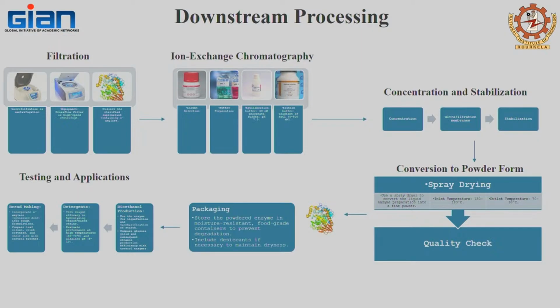Okay. And then we want the product to be in powder form, which is more lasting, so we want to increase its shelf life. So we went for conversion to powder form through spray drying, or lyophilization. Okay, and with the help of quality check, we then went for packaging.